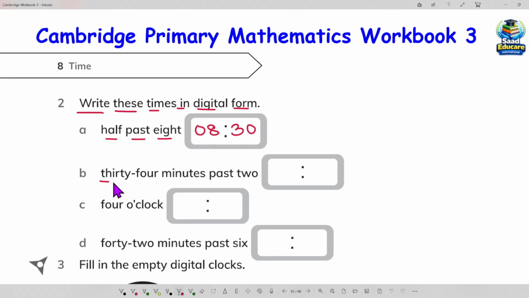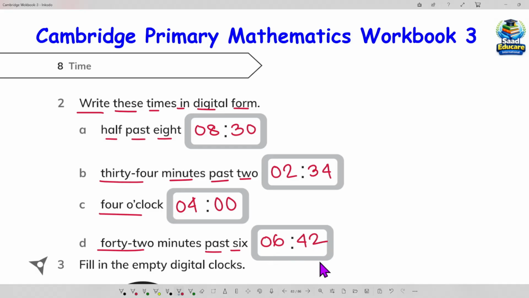Same, 34 minutes past 2. It means 2 and 34 minutes. Next, this is like 42 minutes past 6. It means 6 and 42 minutes.